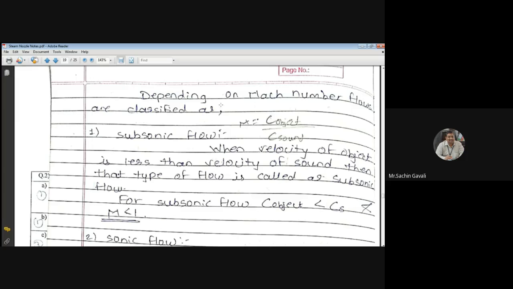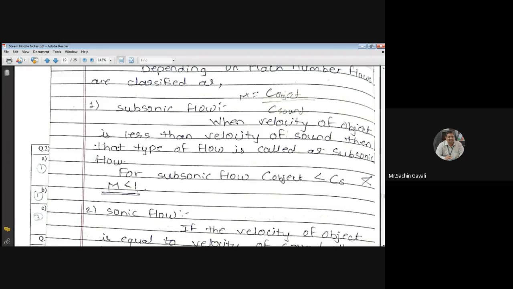For subsonic flow, C object is less than CS. Therefore, Mach number is always less than 1. M is less than 1.